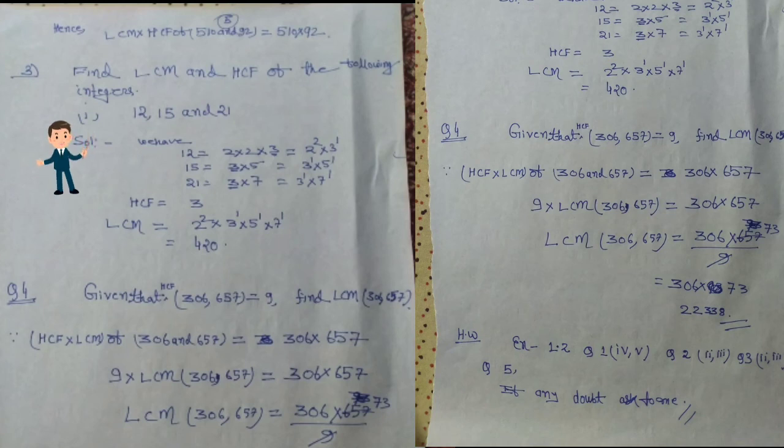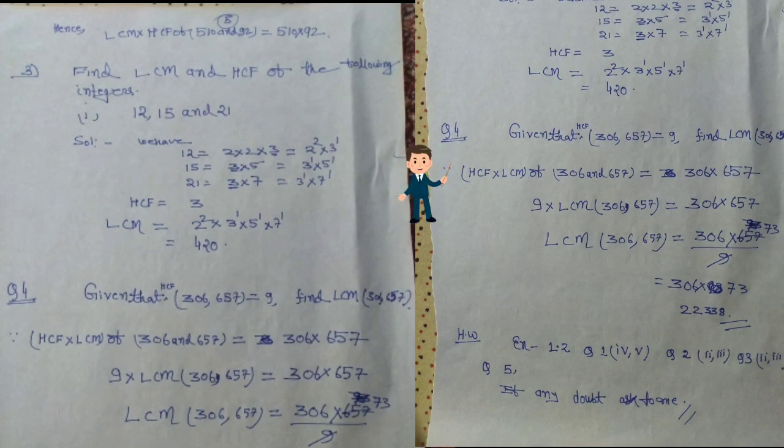Now come to question number 3. Find the LCM and HCF of the following integers. So we have 12 is equal to 2 square into 3. 15 is equal to 3 into 5. 21 is equal to 3 into 7. So HCF is equal to 3. LCM is equal to 2 square into 3 into 5 into 7, which is equal to 420. The remaining two sums will be homework.